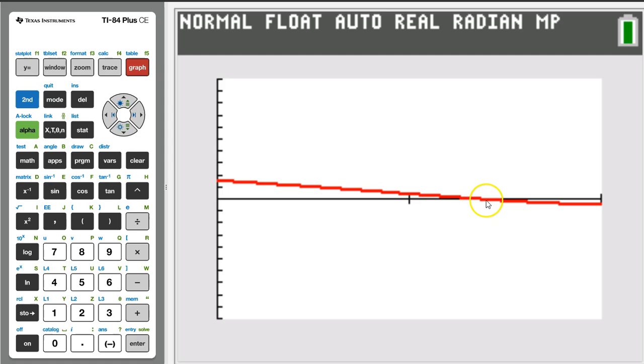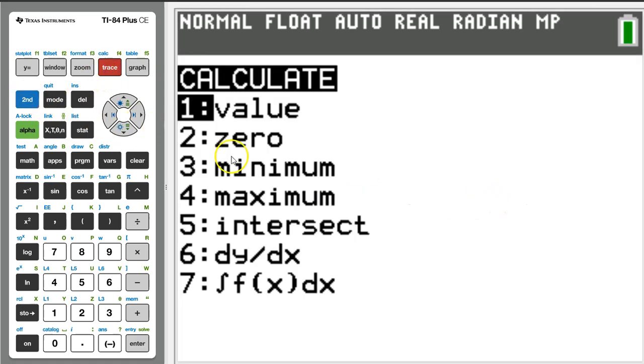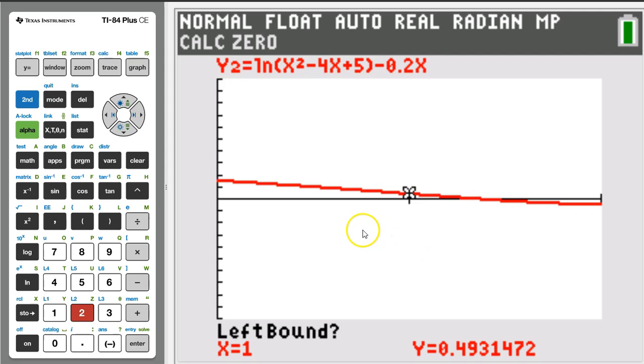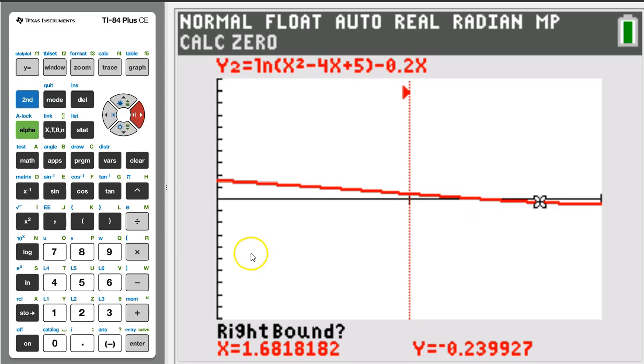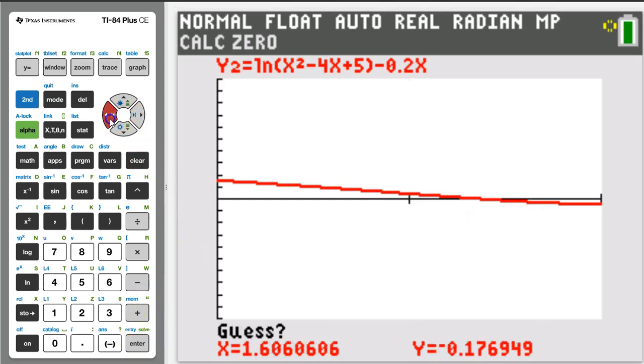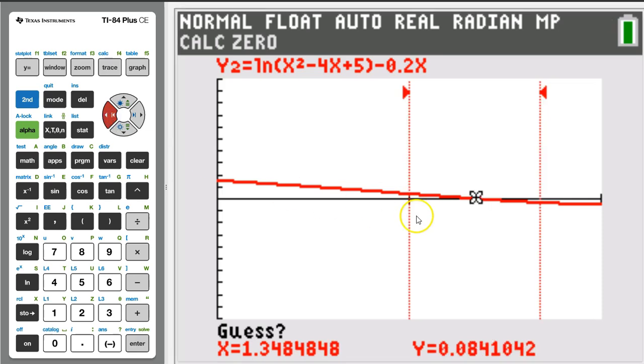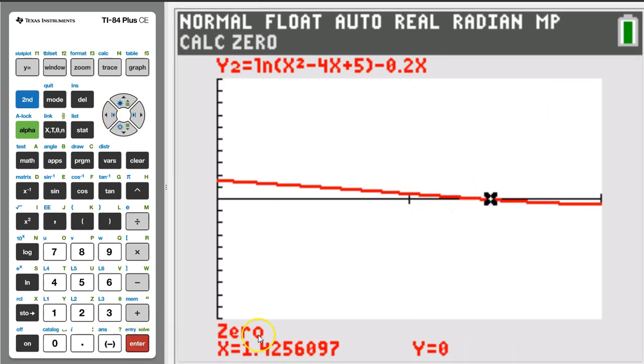We need to find this 0 of the velocity function. There are two ways to do it. I'm going to show you my least favorite way first. We can hit second trace and choose the 0 feature, option number 2. This is going to trigger this left bound, right bound menu. Where it says left bound, just make sure the pointer is to the left of the 0 and hit enter. And now it says right bound, slide over somewhere to the right of the 0 and hit enter. And then where it says guess, go back close to the 0 and hit enter. So that's one way to find the answer.